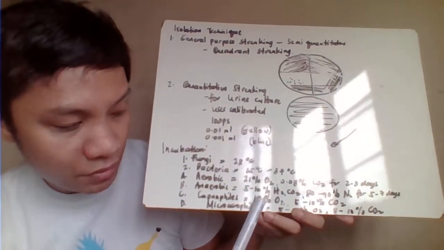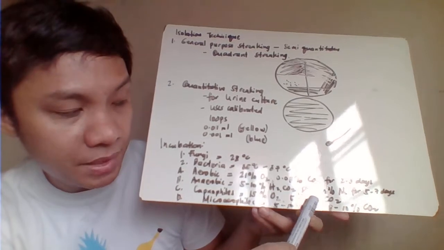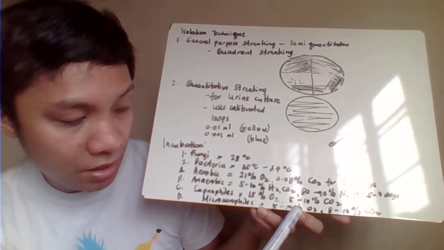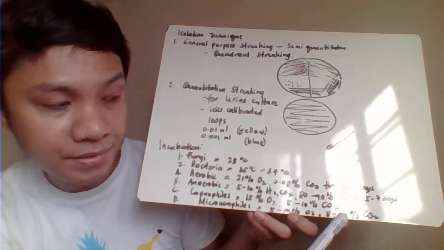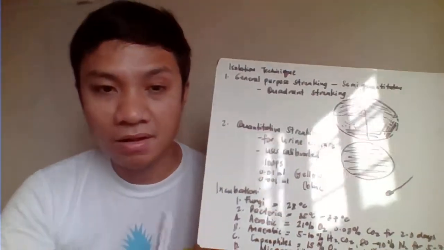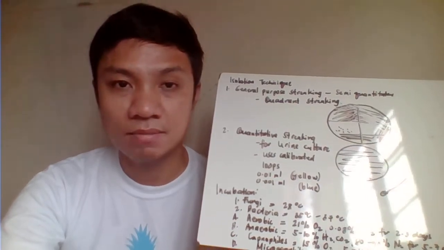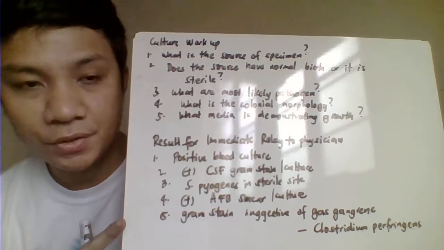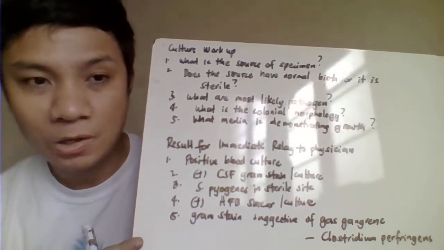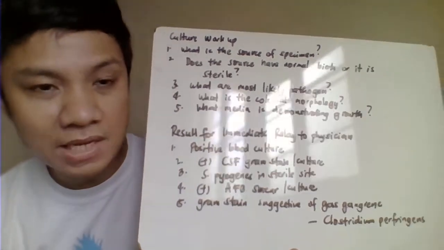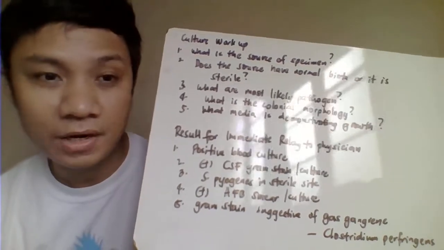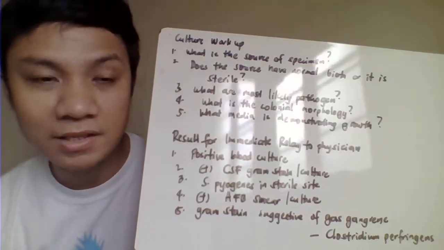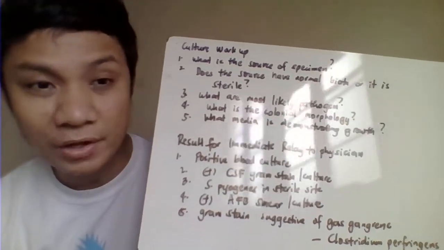Capnophile, so we have 15% oxygen, 5 to 10% carbon dioxide. Microaerophile, so we have here your 5 to 10% oxygen and 8 to 10% na carbon dioxide. Okay, those are the gas requirements. Okay, then we have here the culture workup. So these are actually the questions that would help you to correlate if what is really you're able to isolate in your organism or in your specimens really the one you are expecting, or is that just a contaminant?